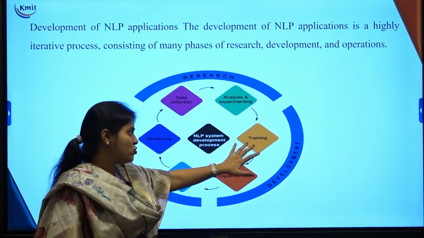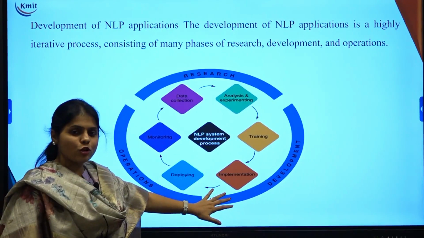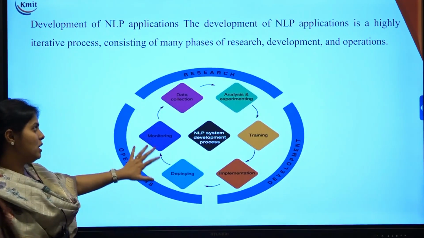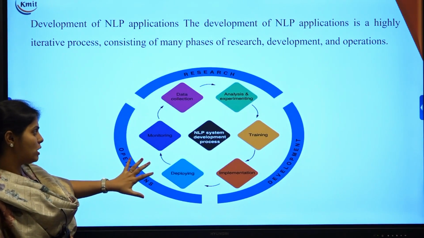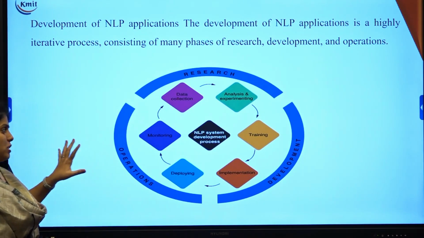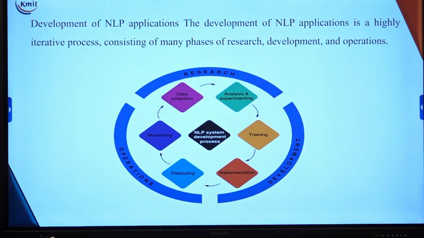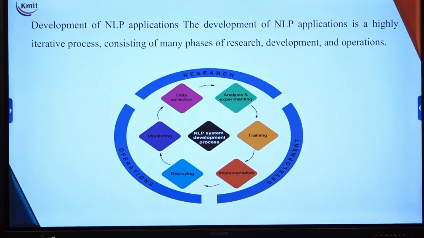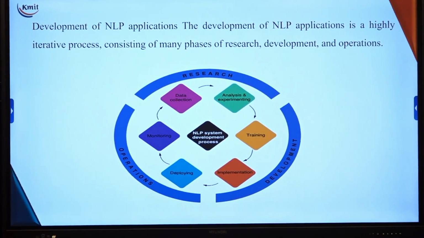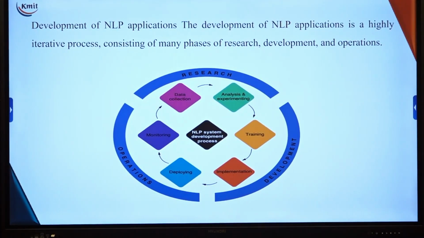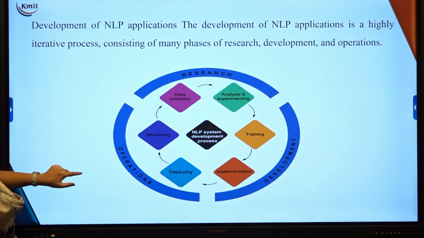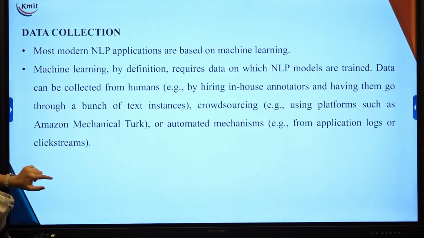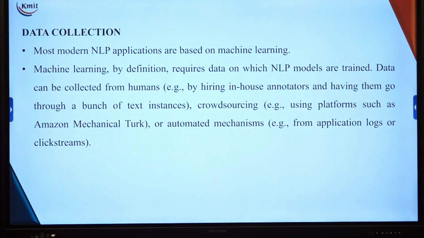After that we train the model, we implement the model, we deploy the model, and we continuously monitor the data or the model to complete the process of an NLP application. So the development of an NLP application is an iterative process consisting of these three major operations: research, development and operations. Let's look into each of them in detail. First we start with data collection.